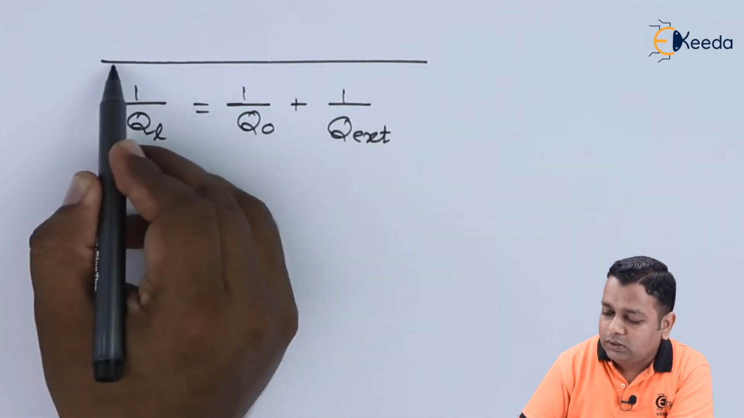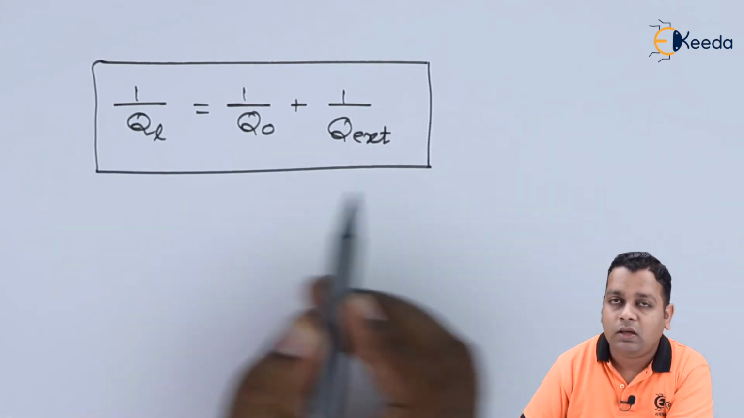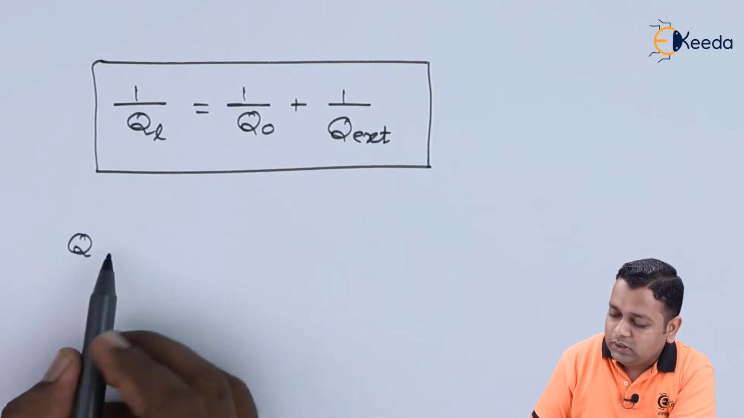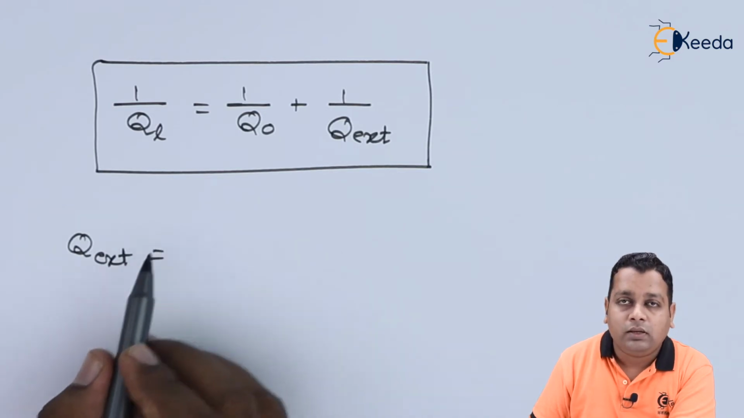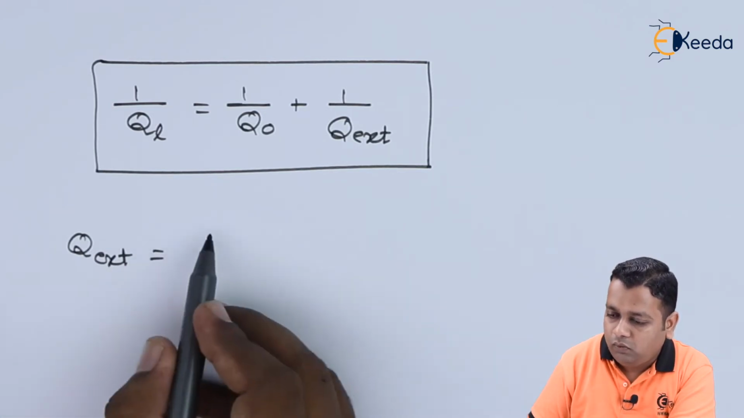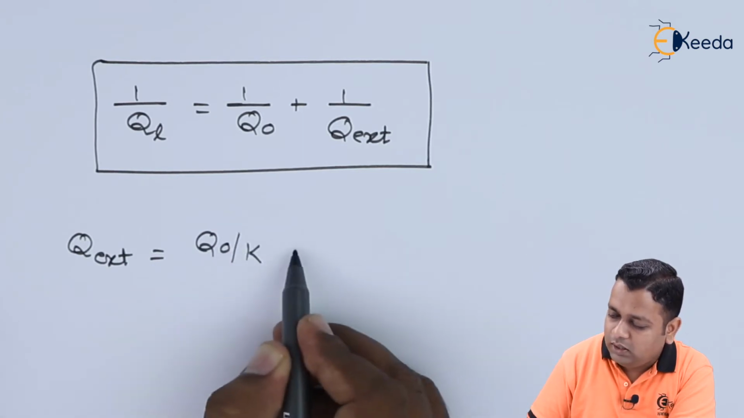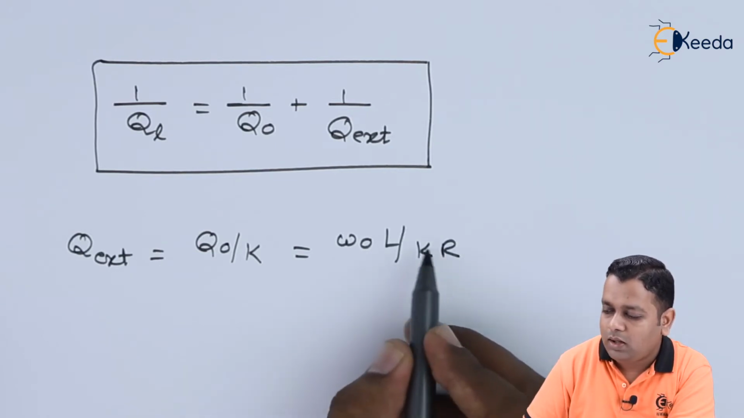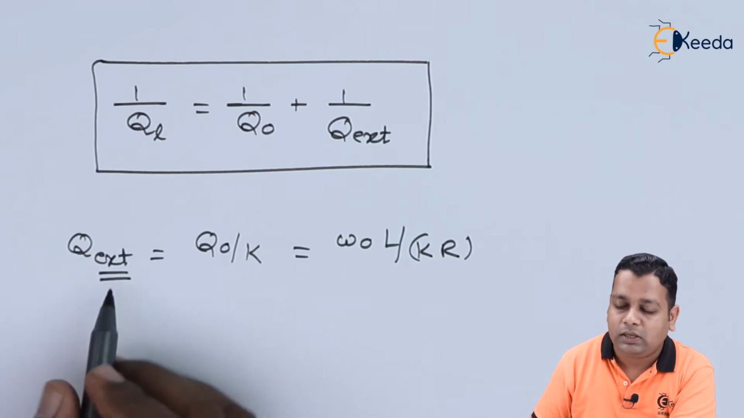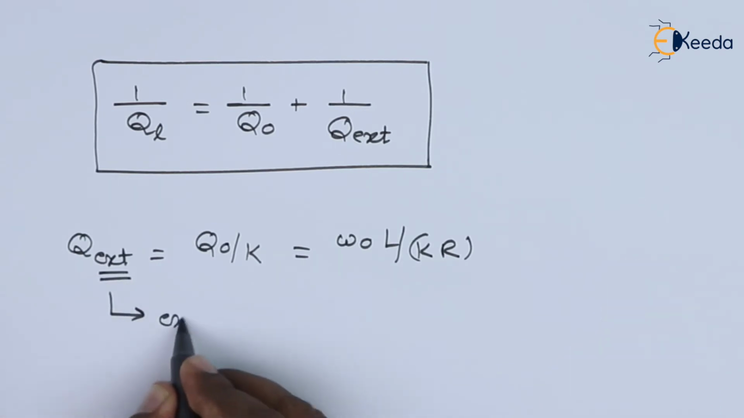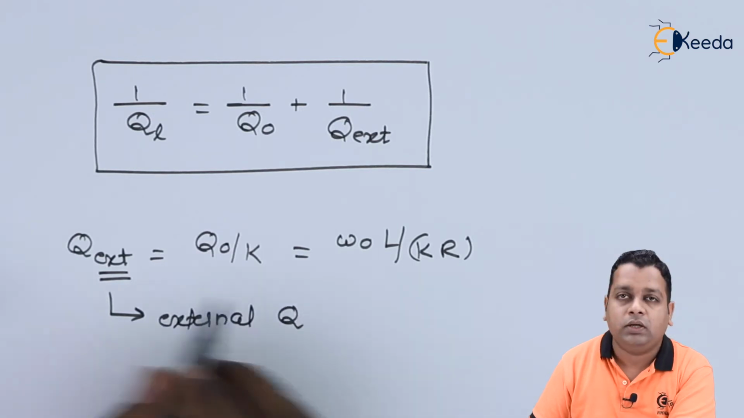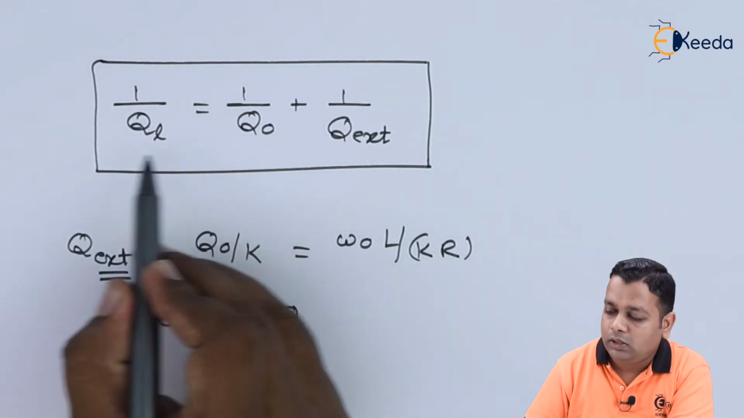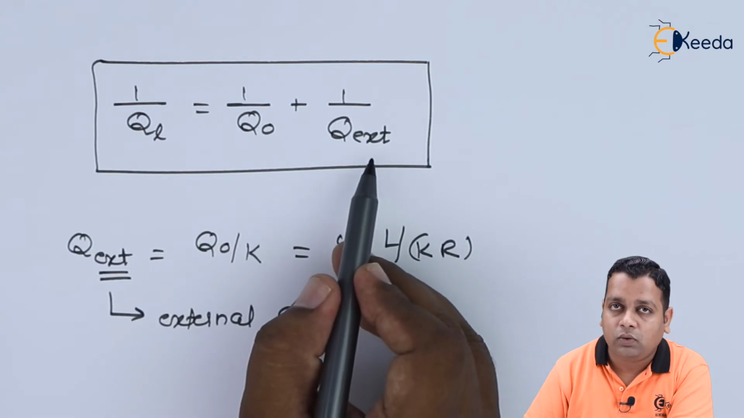This relation is very important as far as the quality factors for cavity resonators are concerned, and in this expression the substitution is done, representing Q suffix EXT as Q0 divided by K, which is omega 0 L divided by K into R here. So EXT refers to the external quality factor. So in this equation we have three types of quality factors: unloaded quality factor, loaded quality factor, and external quality factor.